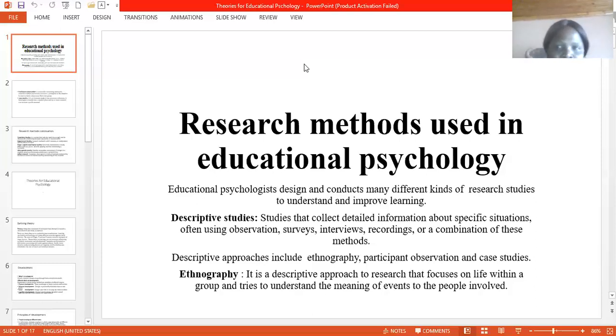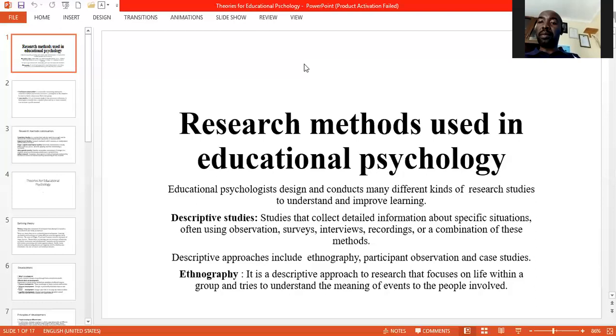So we are continuing from where we ended last time. I think you still remember the meaning of educational psychology. Do you still remember the meaning of educational psychology? I hope you do. It is a discipline that is concerned with teaching and learning processes. It applies methods and theories. So today we're moving on to the research methods that are used in educational psychology.